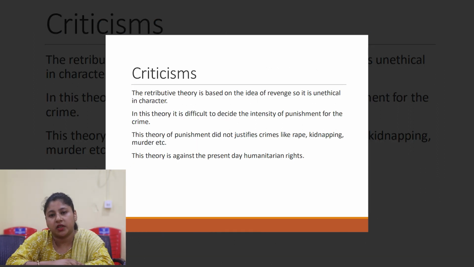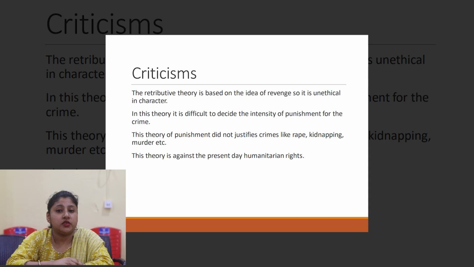But in retributive theory, there are many drawbacks, because it is based on the idea of revenge. So it is very unethical in character, because revenge is never a positive word. Revenge will always be a negative word. So its main point is revenge. So we cannot accept retributive theory.